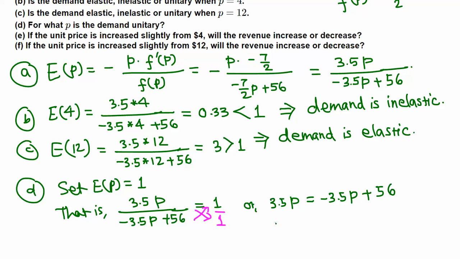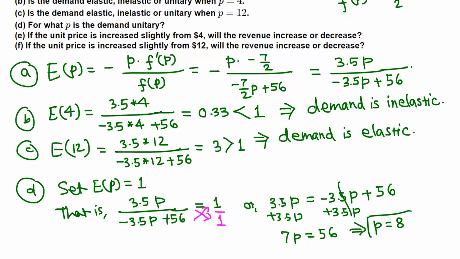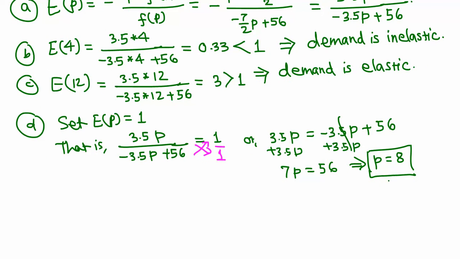We want to collect the like terms on one side, add 3.5 p to both sides. Then 3.5 plus 3.5, that's 7p equals 56. Divide by 7, so p equals 8. This is p. For this p, the demand is unitary.